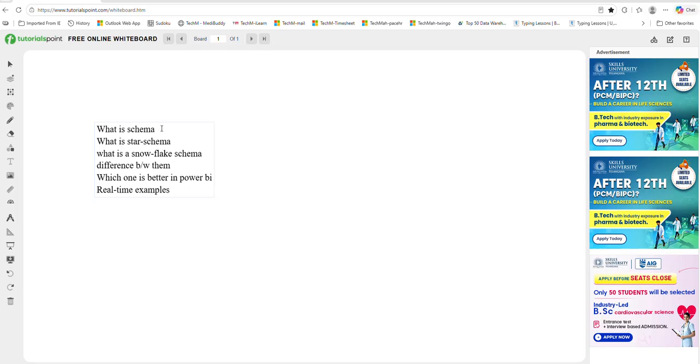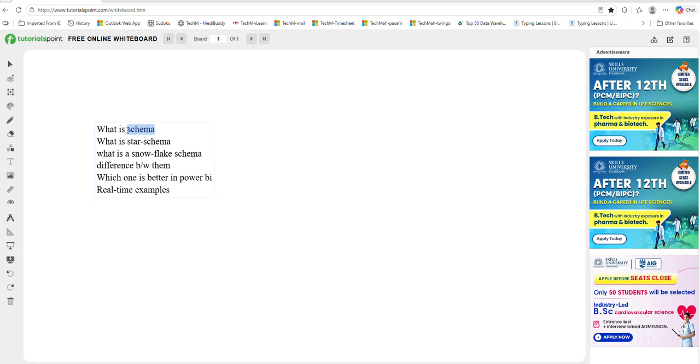If an interviewer asks this question, what is schema, you must answer like this. A schema is a simple way of organizing tables in a database. Okay, you understand? I hope so. In Power BI, we connect multiple tables like this: sales table, customer table, products table, date table. So the way these tables are connected is called the schema.